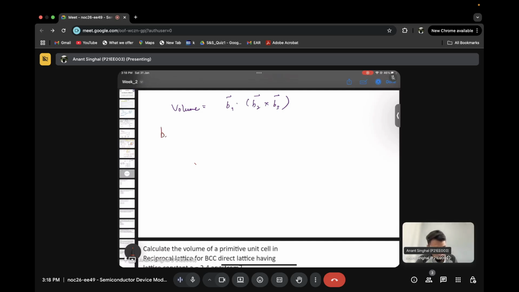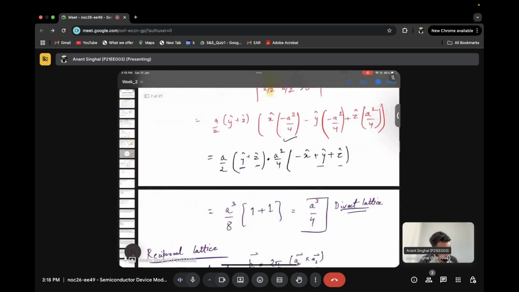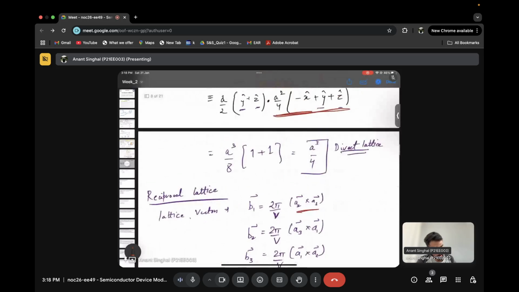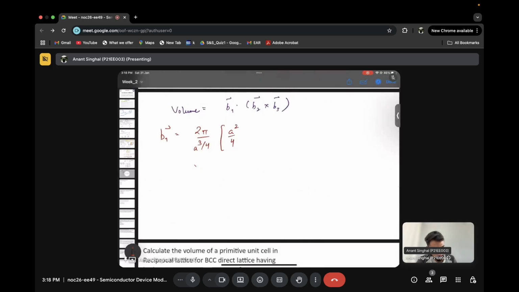So for b1, as I said, it is nothing but 2 pi by volume. So volume is a cube by 4. And then what do we have? A2 cross A3, which we already calculated, so let me use that: a square by 4 times (minus x plus y plus z). This would be a, and this 4 will be cancelled. So this would be 2 pi by a (minus x plus y plus z). So this is how we calculate b1.